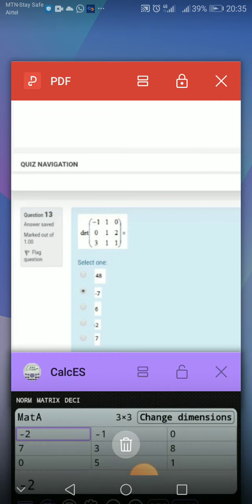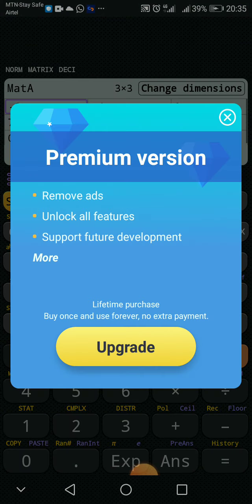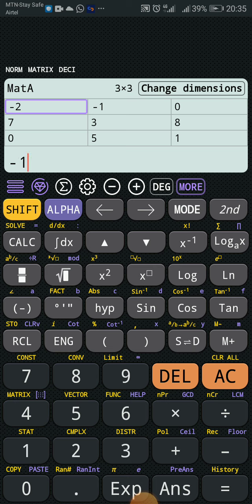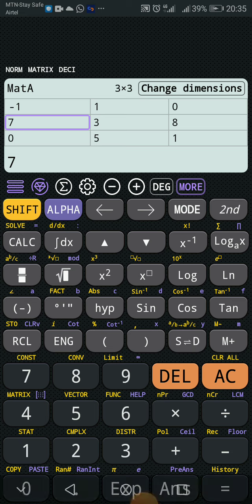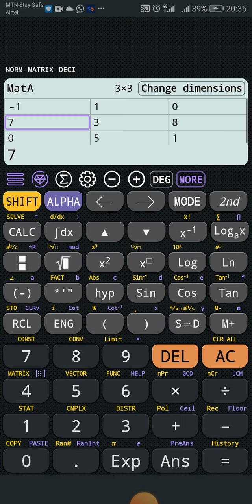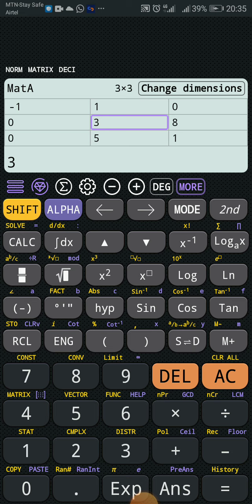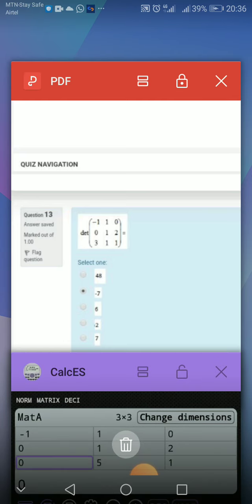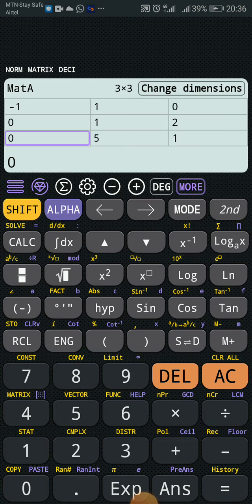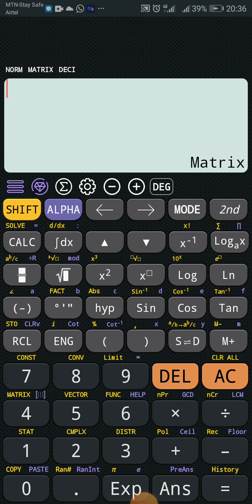Okay, so we have -1, 1, 0. So I'm going to enter -1 equal to, 1 equal to, 0 equal to. Let me see the other, 0, 1, 2. We're going to have 0 equal to, 1 equal to, 2 equal to. Then we're going to have 3, 1, 1. So 3 equal to, 1 equal to, 1 equal to.